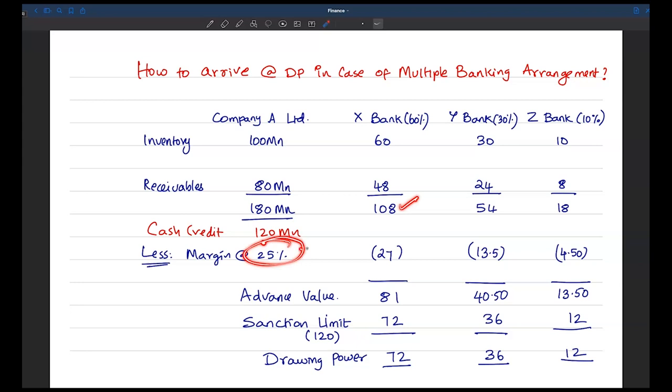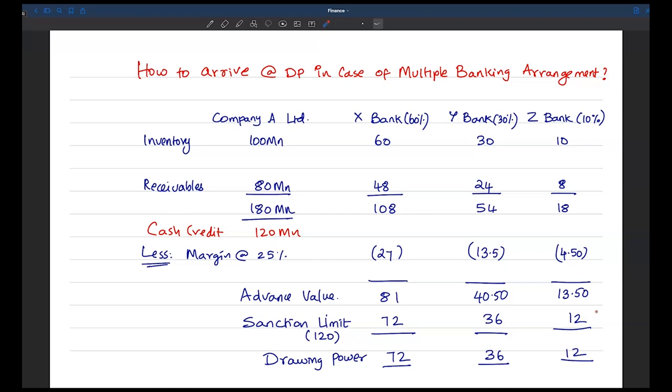margin at the rate of 25%. So, 108, 25% works out to 27, and here it is 13.5, and here it is 18 into 25%, 4.5. So, if I deduct that margin, I will get to know what is the advance value: 81, 40.5, 13.5. So, this is the advance value. Now, this advance value has to be compared with the respective sanction limit, which is 72, 36, 12, which I gave in the beginning itself.